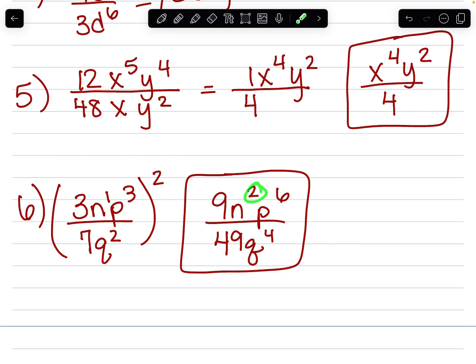Now, can I subtract either of these with 4? Who said no? Why? Good. They're not the same base, right? N, P, and Q, none of those have the same base, so you cannot do anything with it. So that's your answer.